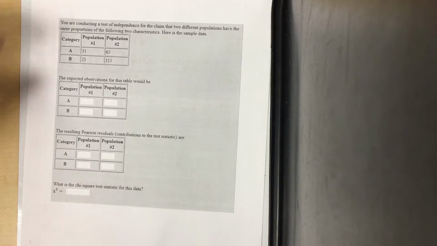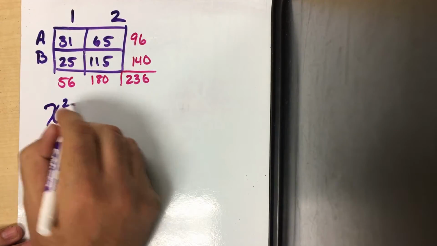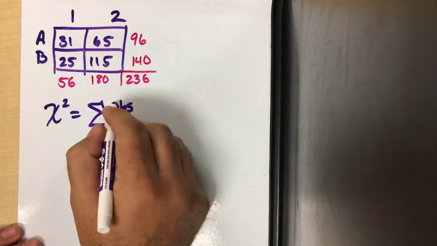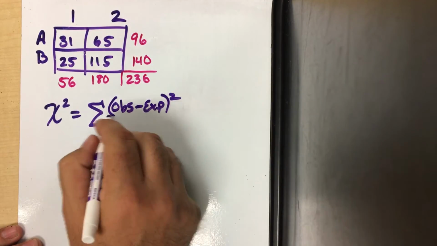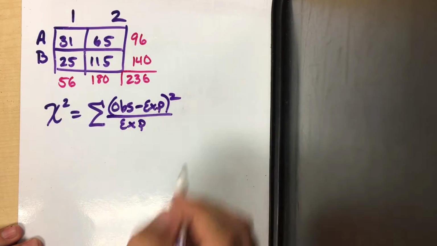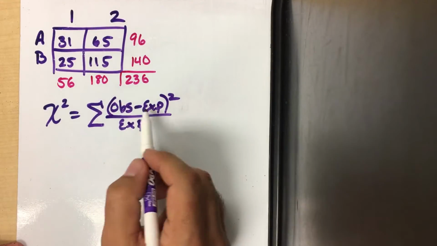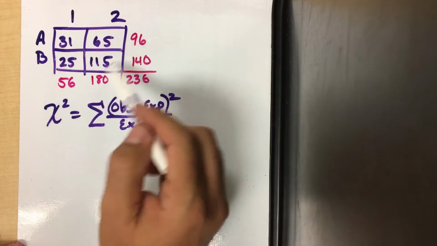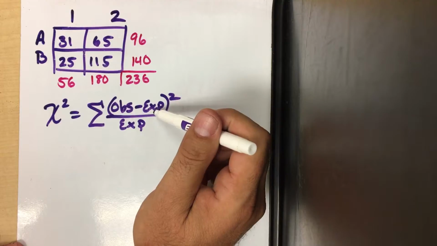Well, in order to do the chi-square test statistic, we're going to have the sum of all of the observed values minus the expected values squared divided by the expected values. So we're going to have to calculate some of these expected values and talk about what that means. These are all of our observed values. So we're going to need to think about what this expected idea means.